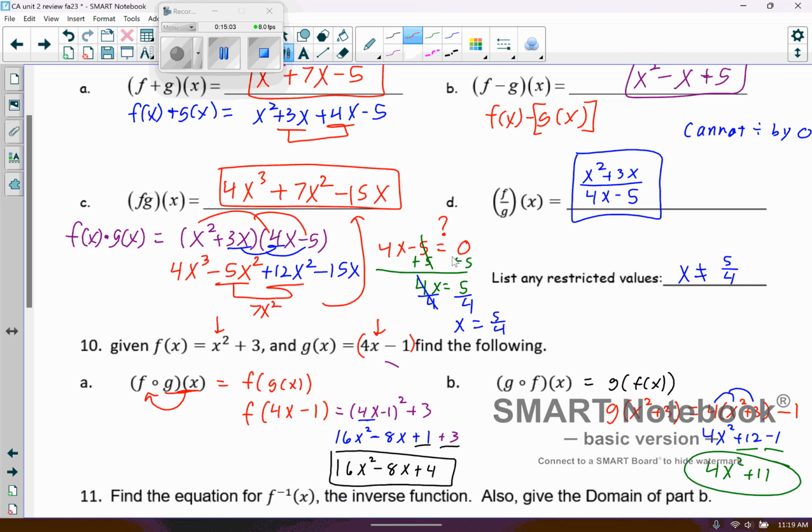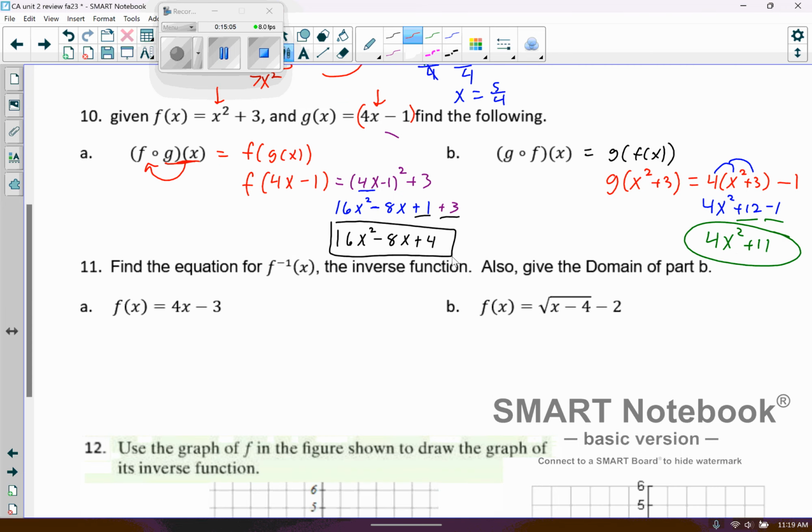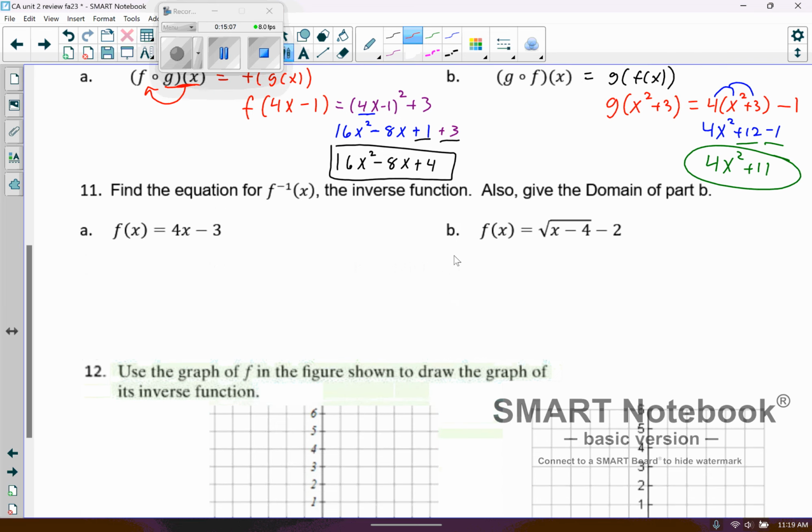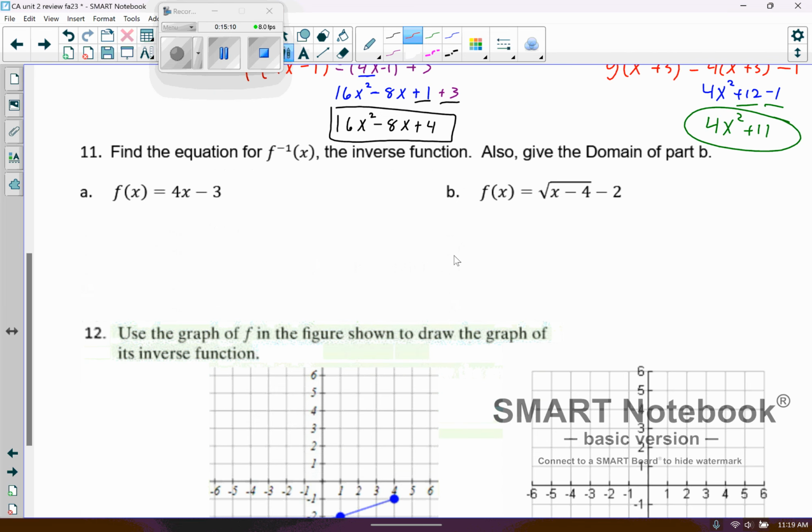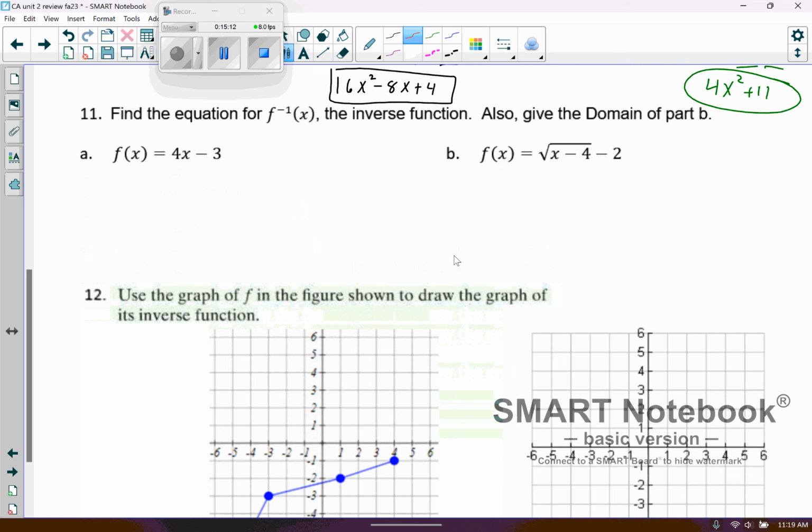Okay, let's knock those out. So we just have these last three right here. On number 11, the first thing we want to do is change this to y. So y equals 4x minus 3. Just makes things a little bit easier. Then we do the little switcheroo. So now we have x equals 4y minus 3.